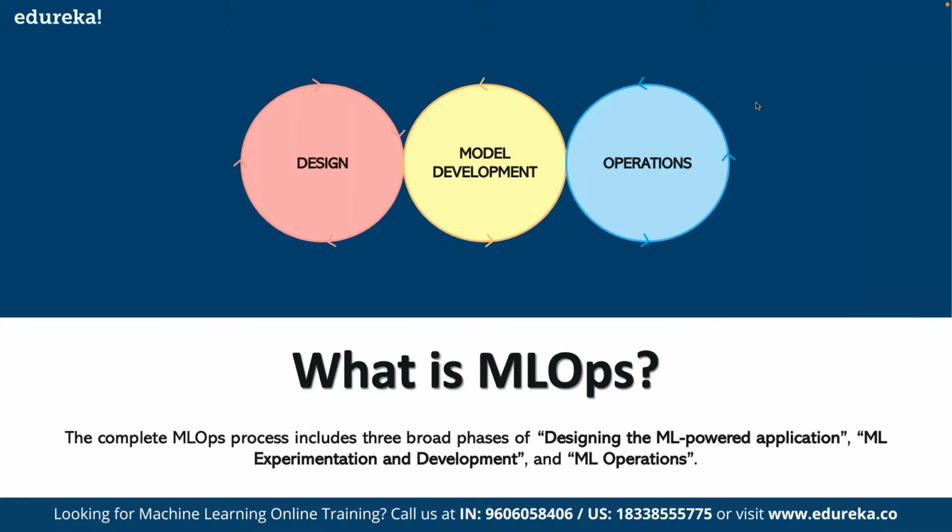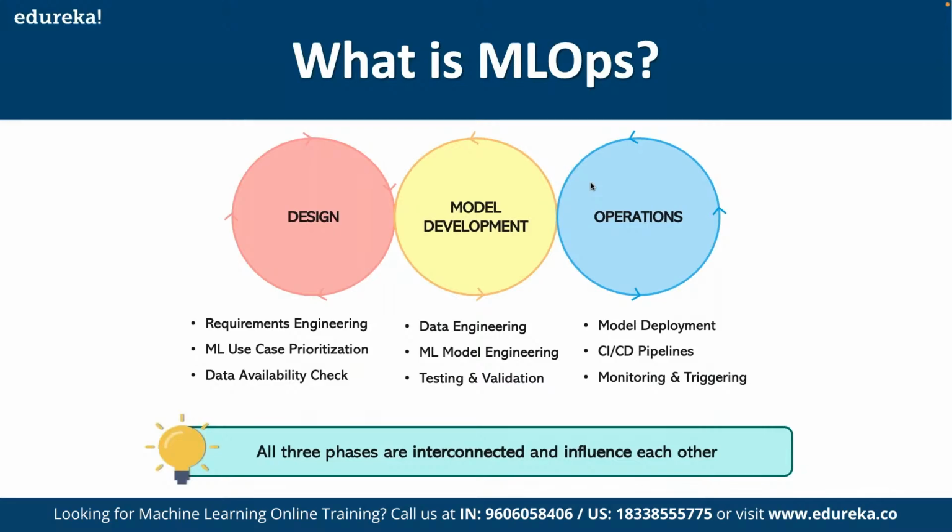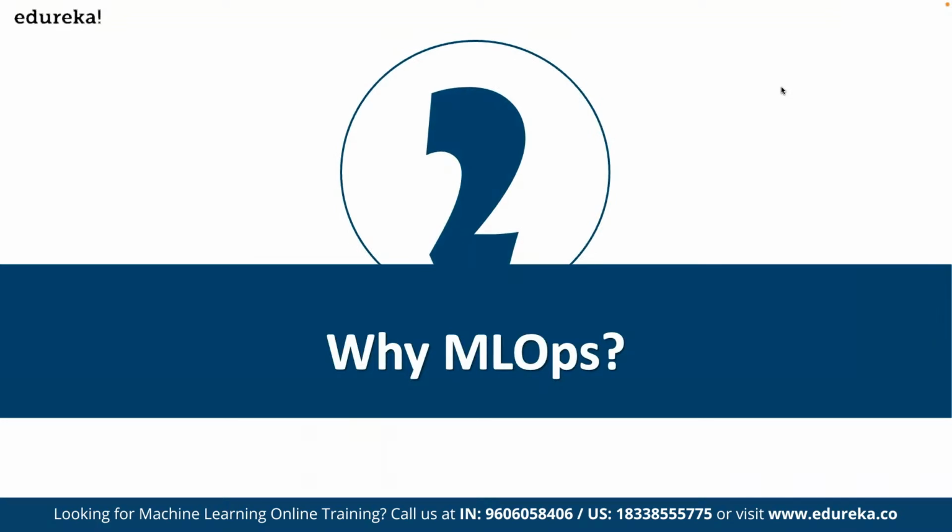Taking this forward, in terms of design, we have requirement engineering, use case prioritization, the data availability check, and then the model development. In terms of testing and validation, that comes under model development. And then we have operations, where we have model deployment, the CI/CD pipelines, and monitoring and triggering. All these three phases are connected to each other, and they have a big impact on how it is going to be structured.